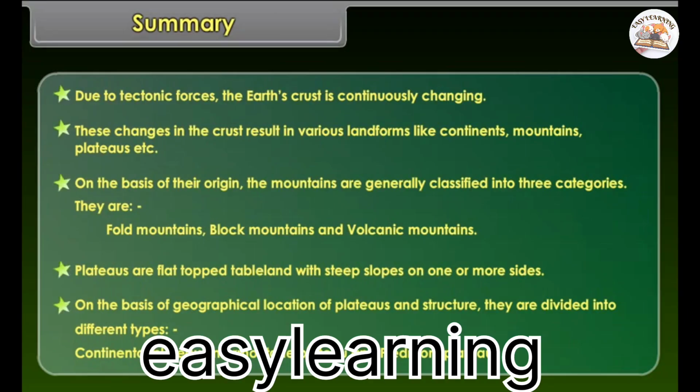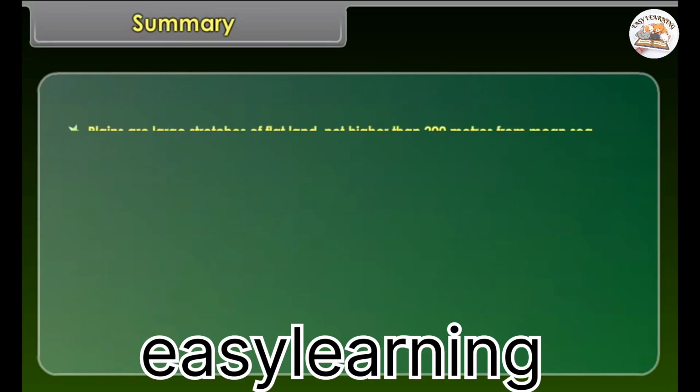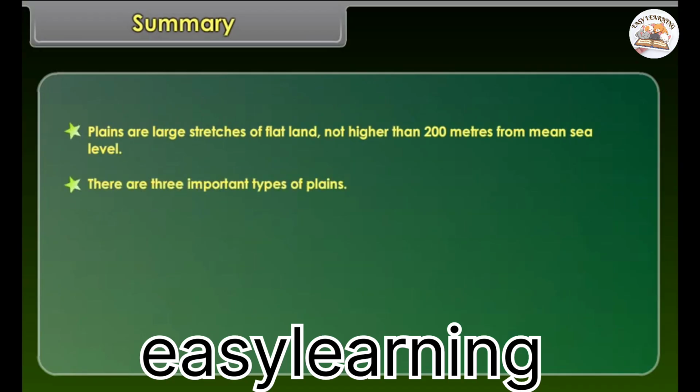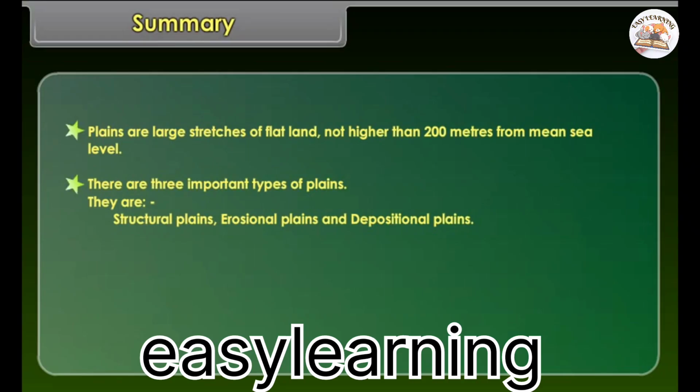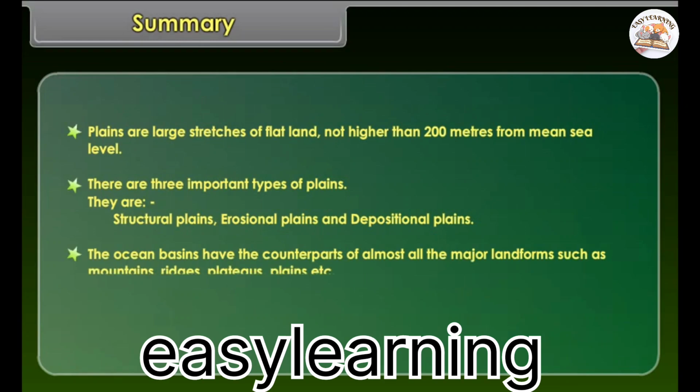Plateaus are flat-topped tableland with steep slopes on one or more sides. On the basis of geographical location of plateaus and structure, they are divided into different types: continental plateau, intermontane plateau, and Piedmont plateau. Plateaus are large stretches of flat land, not higher than 200 meters from mean sea level.